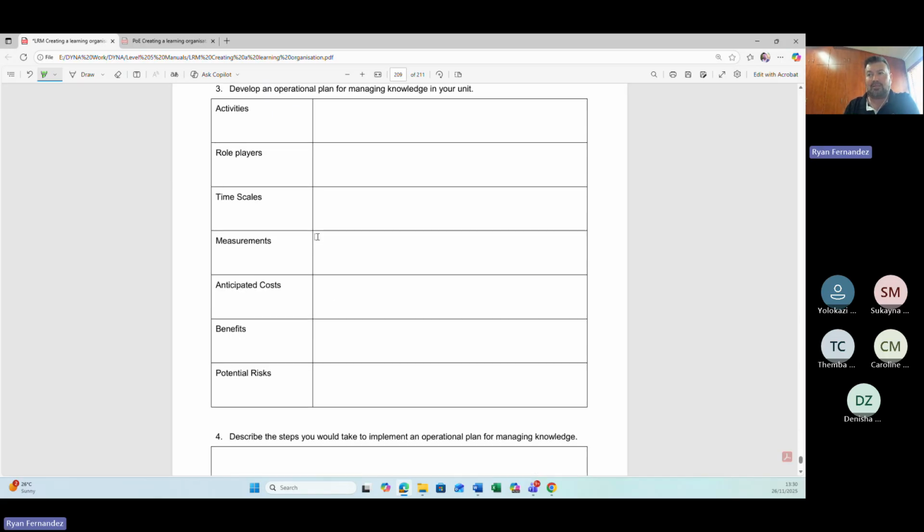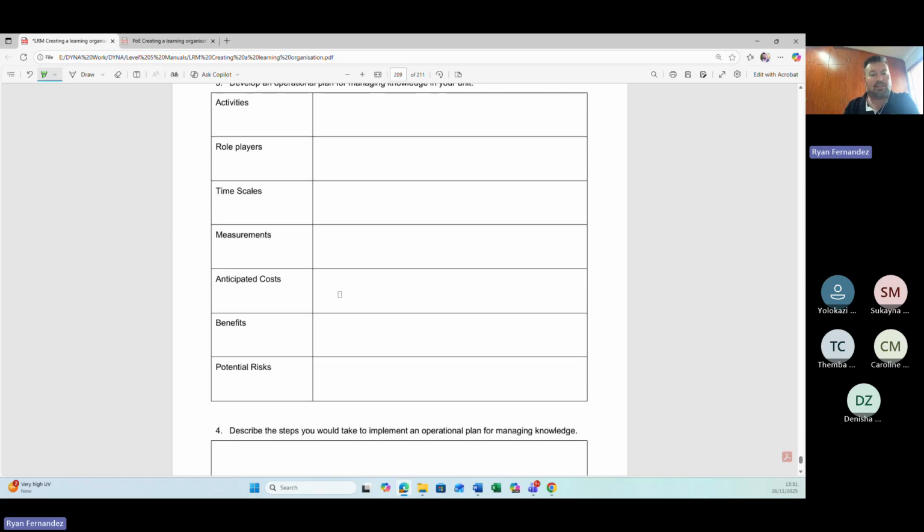Then the measurements. Okay, so measurements, we need 40 gigs of space on the cloud. We are going to need 20 sets of minutes every month to be put onto the shared server. We want to make sure that 100% of all of the recruitment files are uploaded onto the server. That's going to be your measurements.